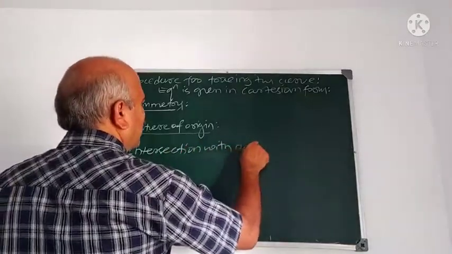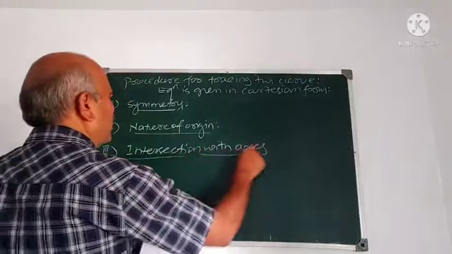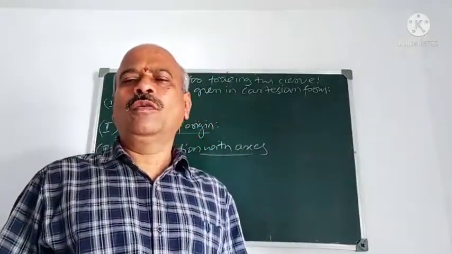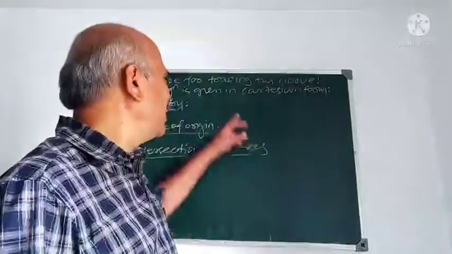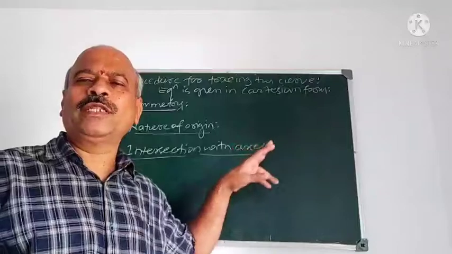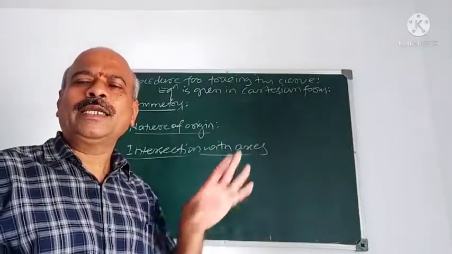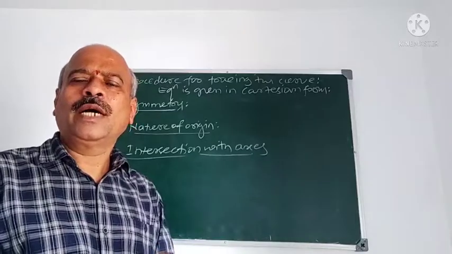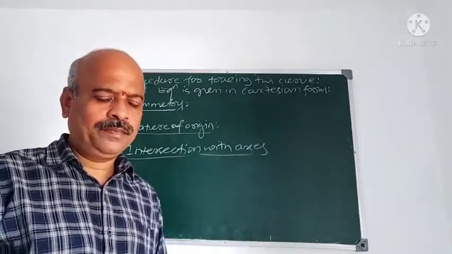Intersection with coordinate axis. This is the third point you have to observe while tracing the curve. Equation is given in Cartesian form. First is symmetry. Second is nature of origin, whether origin is a double point, a node, a cusp, or an isolated point. That you have to verify.